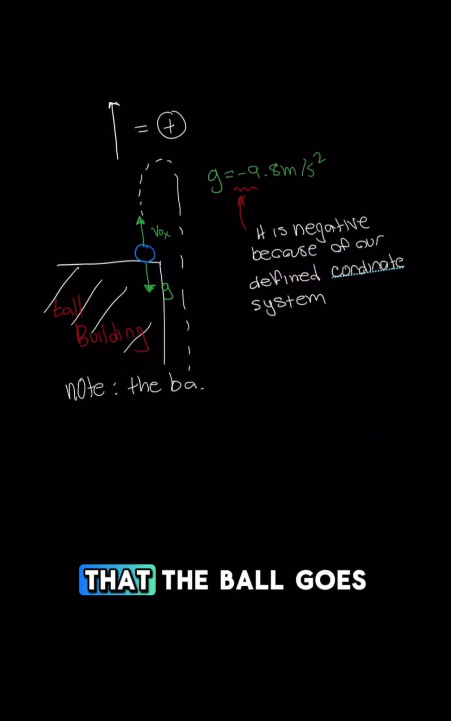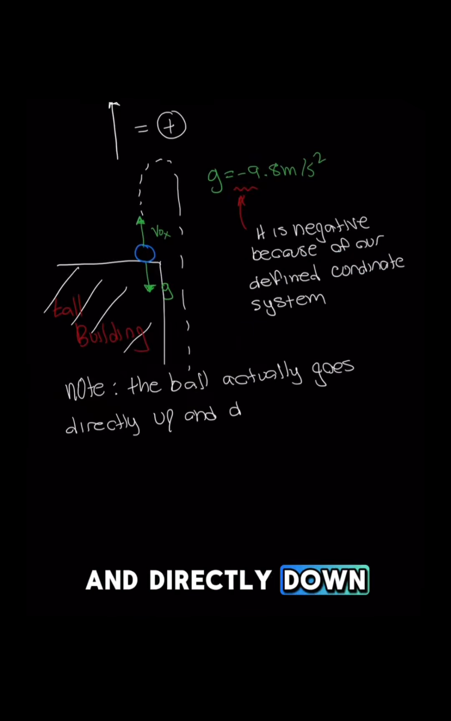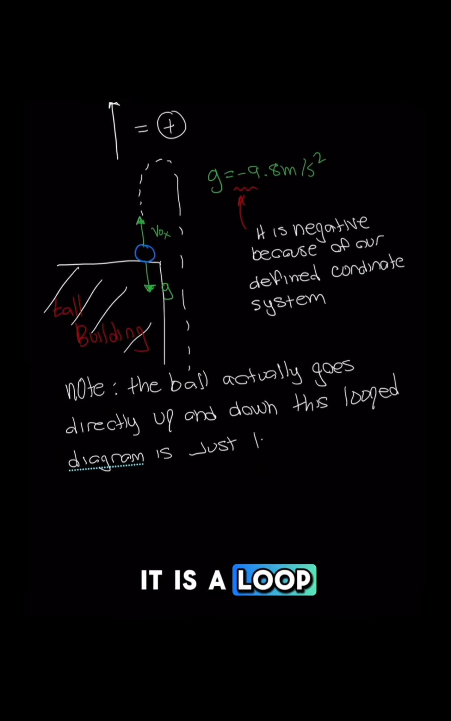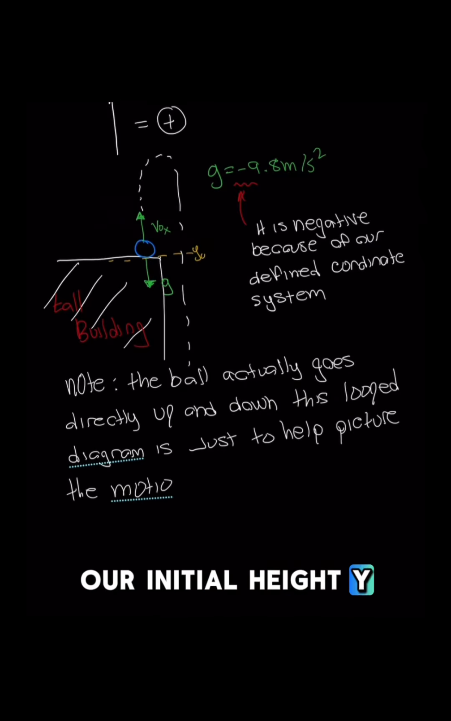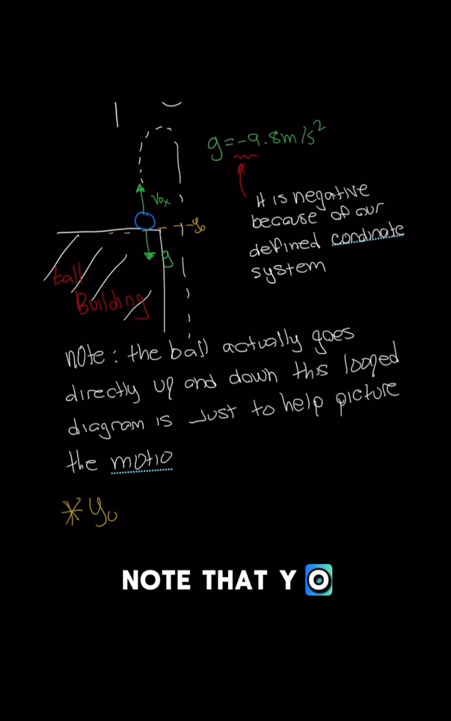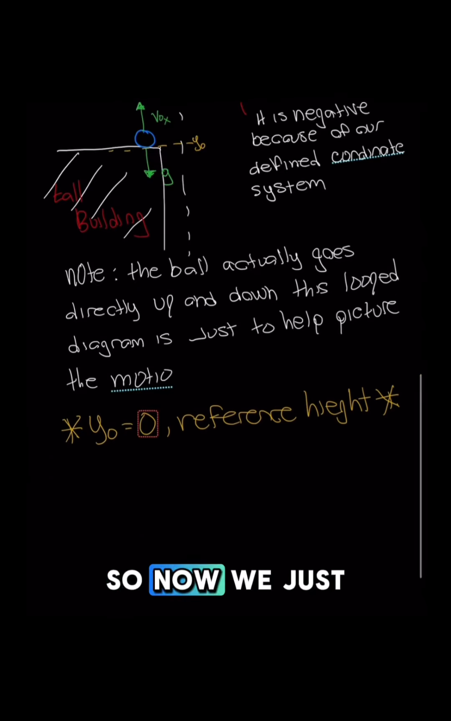I also want to note that the ball goes directly up and directly down, but in our diagram it is a loop. That's just for us to better picture the motion. And we can also label our initial height y0, and I just want to note that y0 is going to be equal to 0 because it's our reference height. So now we just have to solve.